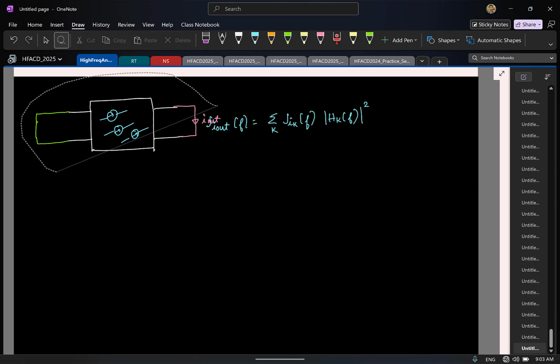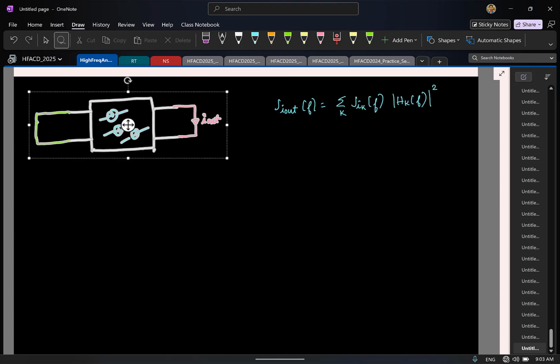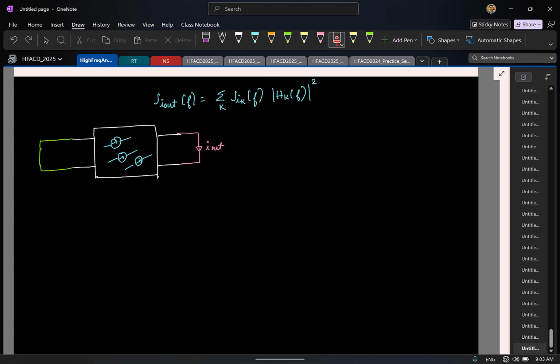I'll put it here. Again, please remember, we are able to directly write the power spectral density as the sum of the individual power spectral densities because the noise sources we are considering are uncorrelated. They have never seen each other in their lives before. So if they are uncorrelated, you can directly add the powers or power spectral densities.